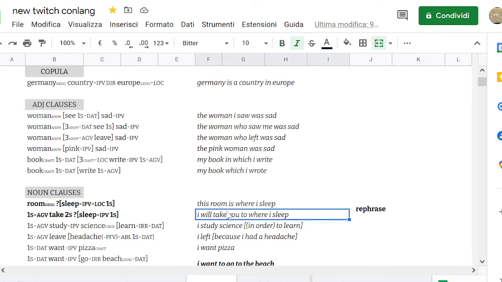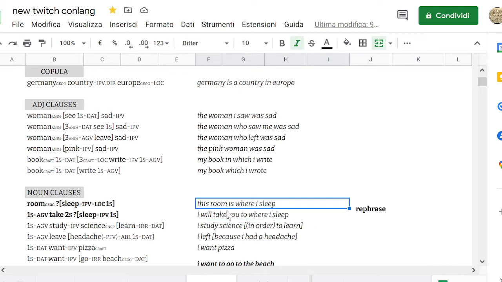Because the kind of situation where I need to do this thing, like "this room is where I sleep," or "let me take you to where I sleep," really, drawing it out like that is giving it more emphasis and topicalizing it by giving it more explanation than is really necessary because I'm trying to give more detail.